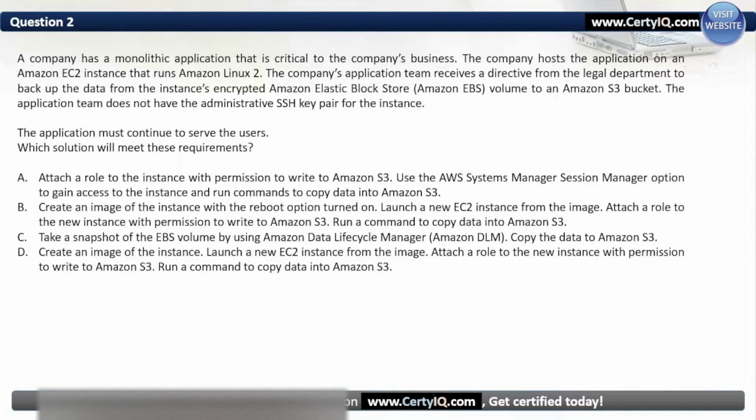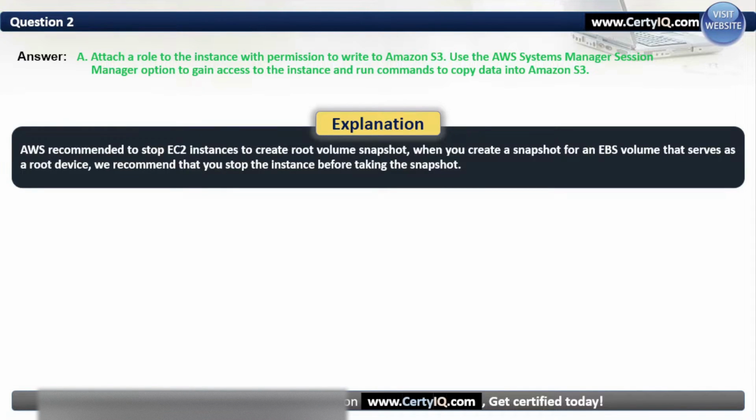The correct option is A. Attach a role to the instance with permissions to write to Amazon S3. Use the AWS Systems Manager Session Manager option to gain access to the instance and run commands to copy data into Amazon S3. AWS recommends to stop EC2 instances to create a root volume snapshot. When you create a snapshot for an EBS volume that serves as a root device, we recommend that you stop the instance before taking the snapshot.